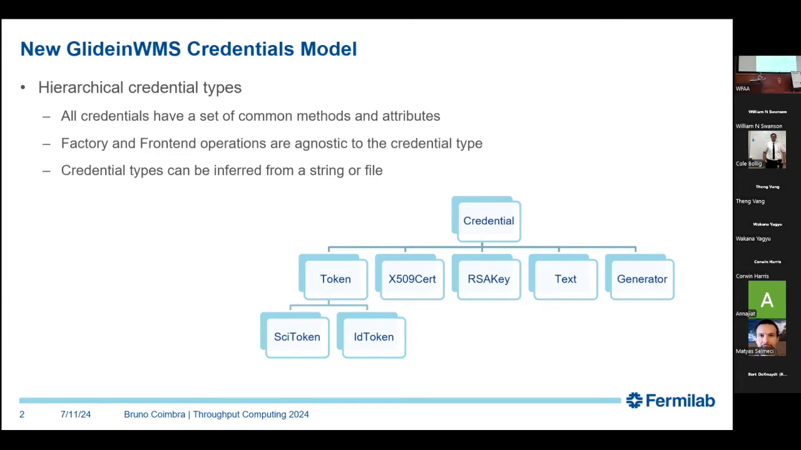And in that way, we can basically do work across the factory and the front end, which are two of GlideinWMS components, dealing with credentials without thinking too much about what they actually are. And an additional feature that we have now is that we can infer what credentials are from a text or simply a credential file. We can try and infer where within this tree here the credential falls. So we can either decide if it's a certificate, a token, or more specifically a SciToken or an ID token, and go from there, or whenever the credential type is relevant.